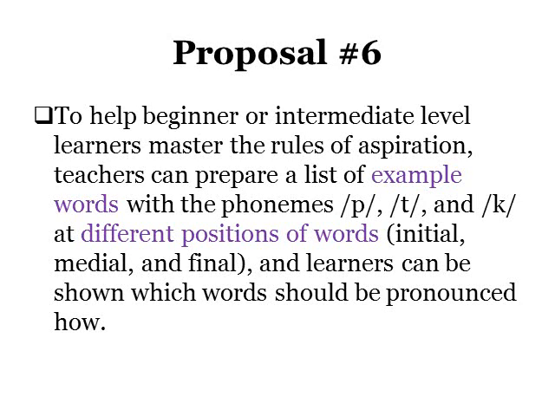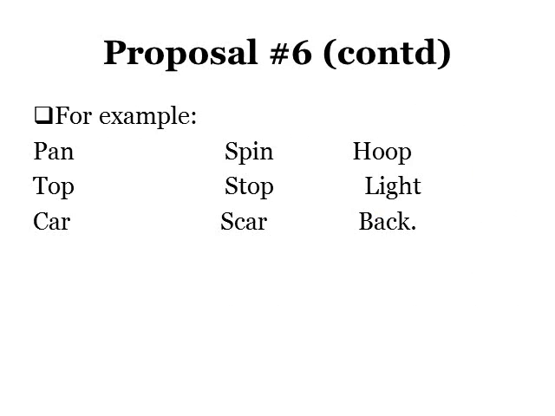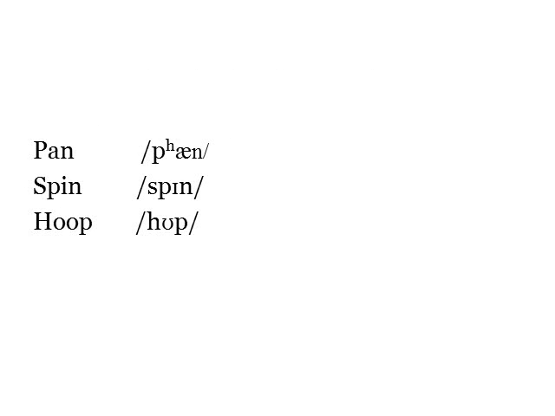And to help beginner or intermediate level students master the rules of aspiration, teachers can prepare a list of example words with the phonemes pa, ta, ka at different positions, and students can be shown which words should be pronounced how. For example, the teacher can show that the word pan should be pronounced as pan, but the word spin should be pronounced as spin, and the word hoop should be pronounced as hoop. That means pa should be aspirated only when it is used at the beginning of syllables.